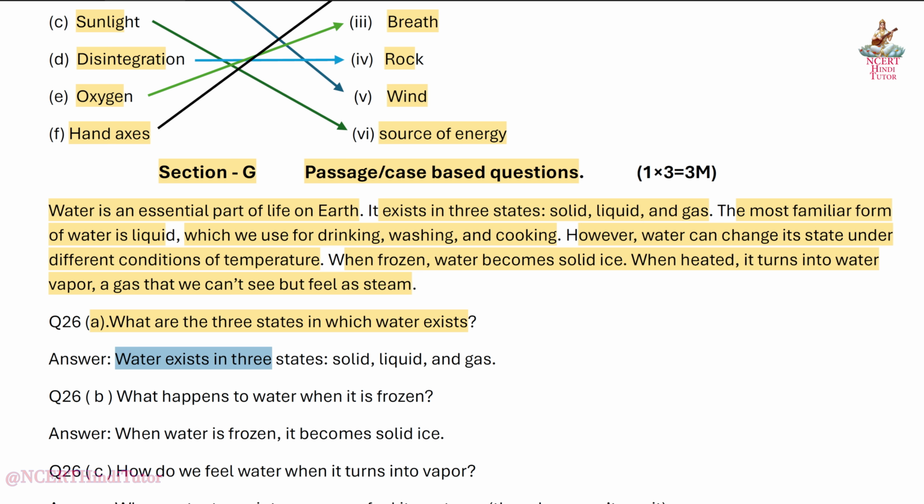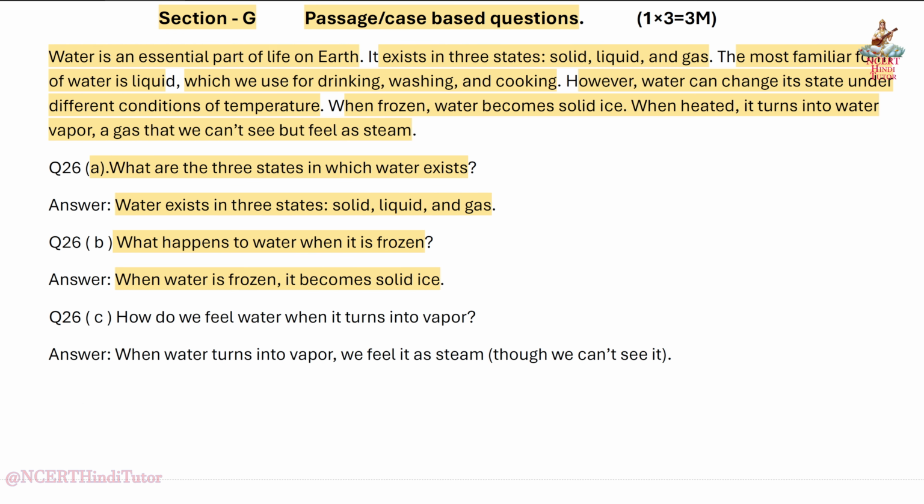Answer: water exists in three states: solid, liquid, and gas. Question 26b. What happens to water when it is frozen? Answer: when water is frozen, it becomes solid ice. Question 26c. How do we feel water when it turns into vapor? Answer: when water turns into vapor, we feel it as steam, though we can't see it.